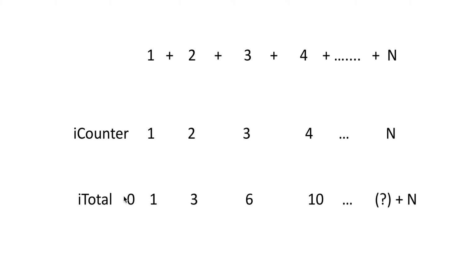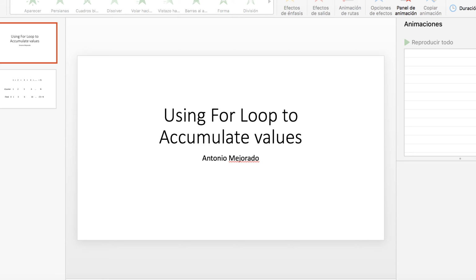So if I initialize I total with 0 and I counter is 1, I total will be 1. Next time when I counter is 2, I total will be 3 because 1 plus 2 is 3. So when I counter is 3, I total should be 6 because 3 plus 3 is 6. When I counter is 4, I total should increase by that 4. So 6 plus 4 will be 10. At the end, you will have a previous value added with n, which will be the total value of that whole addition. Okay. So let's see how we use that in a program.